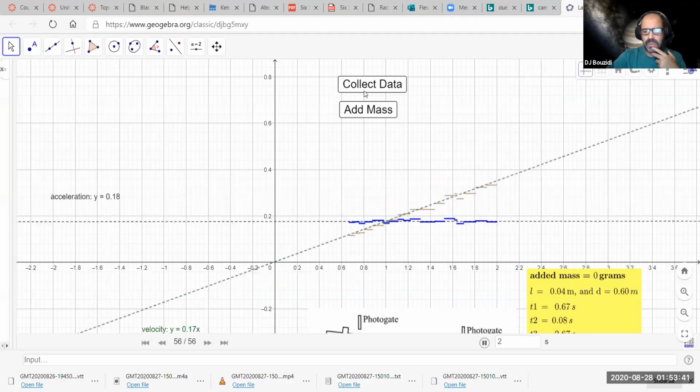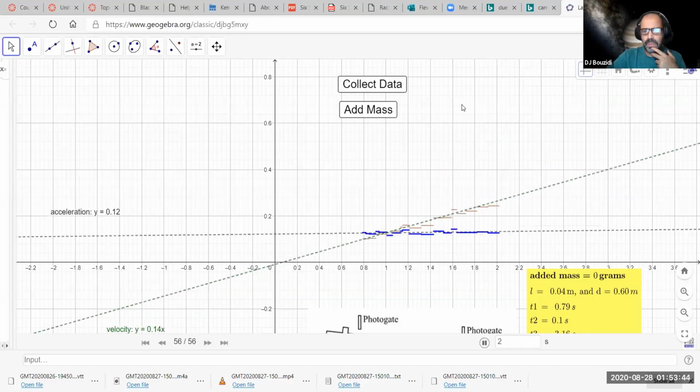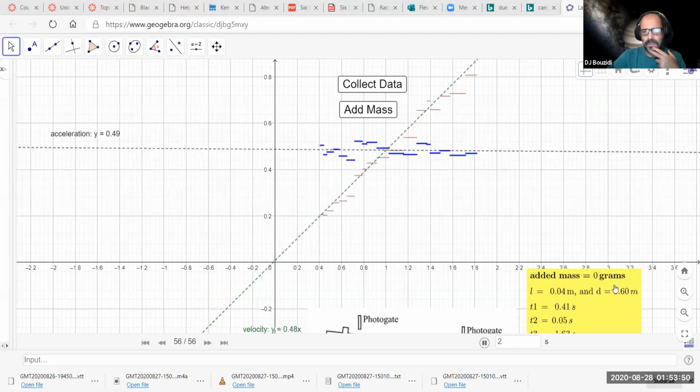For some reason, it's not clicking. I clicked too many times. My screen is not responding. I think it's due to this Zoom thing. My screen is slow. I clicked a million times, so it gave me a million pieces of data.